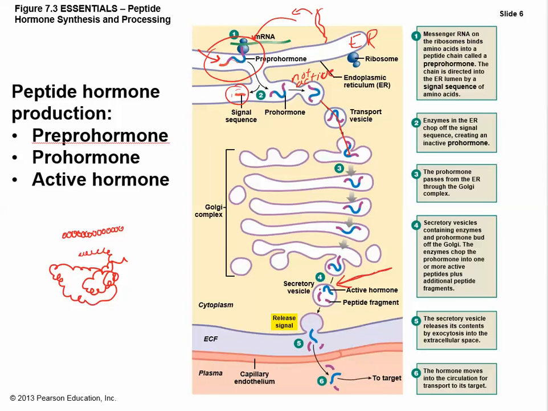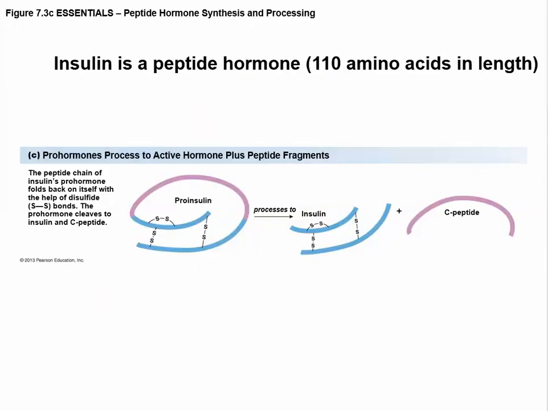And then you have those final actions, that final modification that makes it an active hormone, okay, and then it's released, and it can be released as an active hormone. Now, this hormone looks like it's just moving right through. Well, it's moving into the blood, so this is the extracellular fluid, so it has to move through the extracellular fluid, it moves into the blood, and then it can go and have its effect wherever there's a receptor for it, okay? All right.